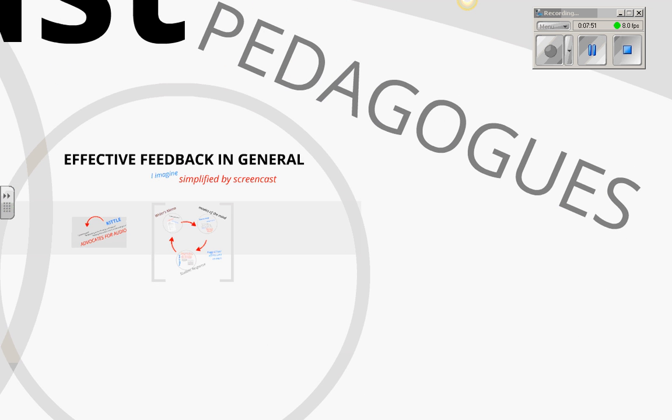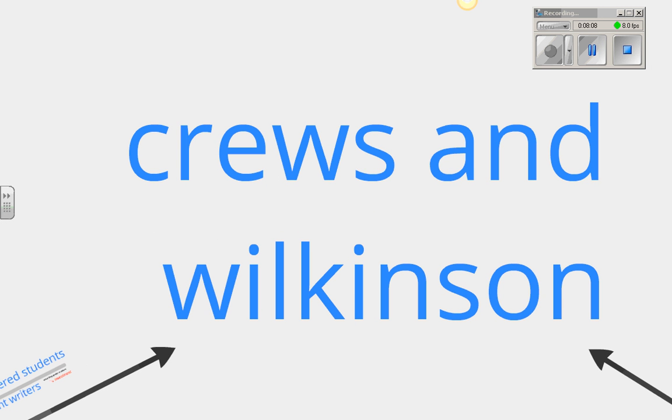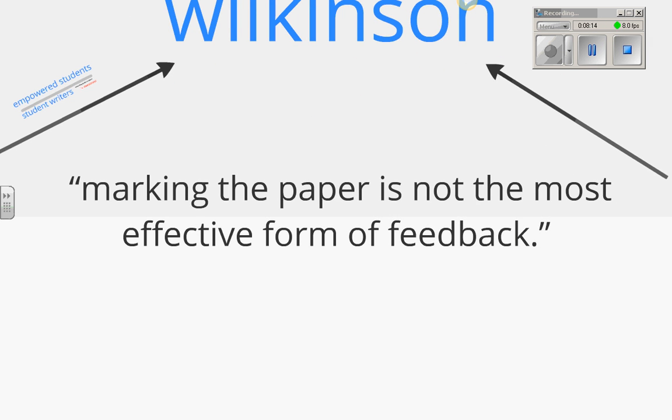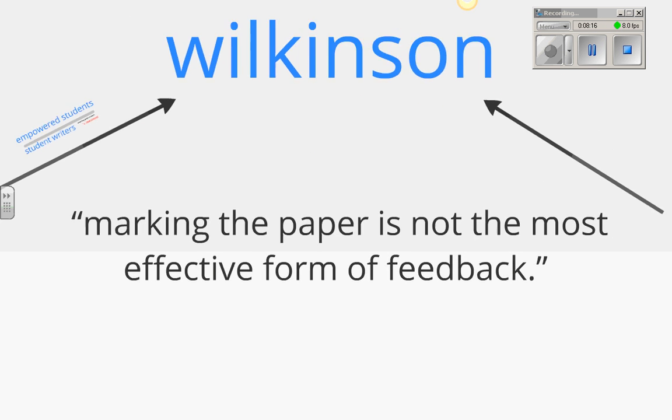You'll hear more about empowering student writers in the general sense from Kittle, Murray, and Sommers a little bit later in the pedagogue component of my argument. As I said, I use their methods and modify them to inform my perspective on how to implement Screencasts. So in Cruz and Wilkinson, they discover a hierarchy of student preferences. They found that marking the paper is not the most effective form of feedback.